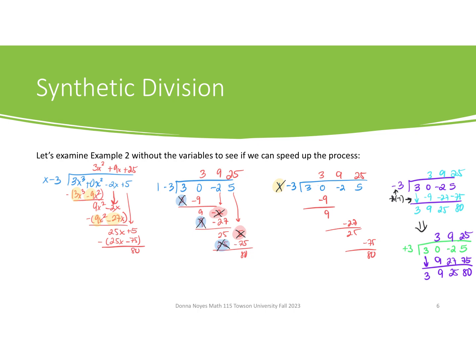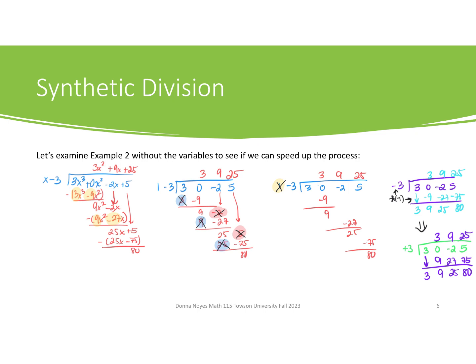And the last step really is now, how do I write my solution? How do I write what I found? I now have this 3, 9, 25, 80 at the bottom, and I don't even know what it means. Well, what happens is you'll notice when we did long division, all of our quotients ended up with a polynomial of degree 1 lower than the one we started with.